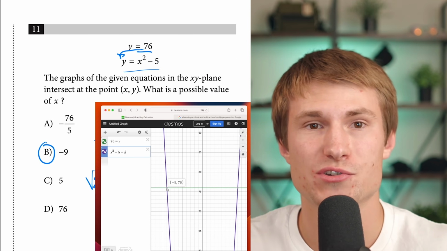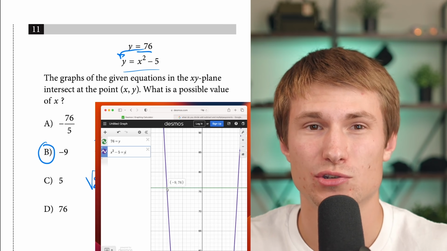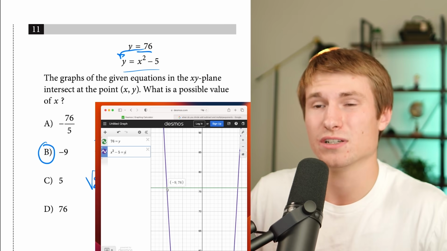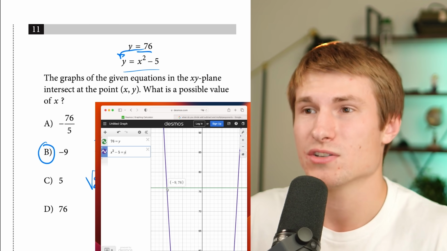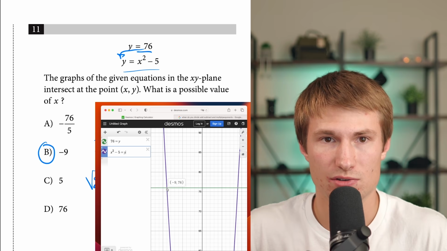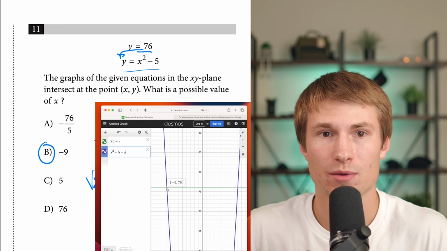In my opinion, now that you can use Desmos on the digital SAT, you should be using it fairly often for questions that involve graphing because it helps you avoid human error. So even on a question as simple as this, if someone wanted to use Desmos, I wouldn't fault them at all, and I wouldn't tell them not to.